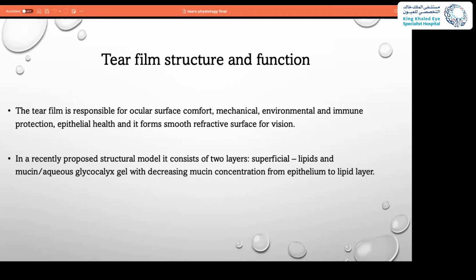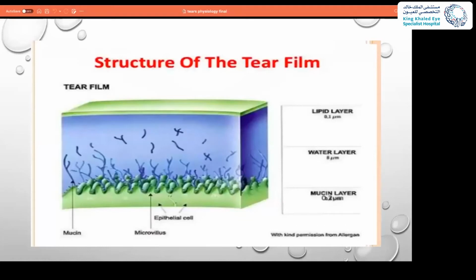Some authors say that the tear film is a single unit that acts like a fluid shell. This photo can help you to understand the structure. As you see, the superficial layer is the lipid layer. Then the main bulk of the tear film is the intermediate layer, which is the watery aqueous layer. Then the deepest layer is the mucin layer attached to the microvilli of epithelial cells.